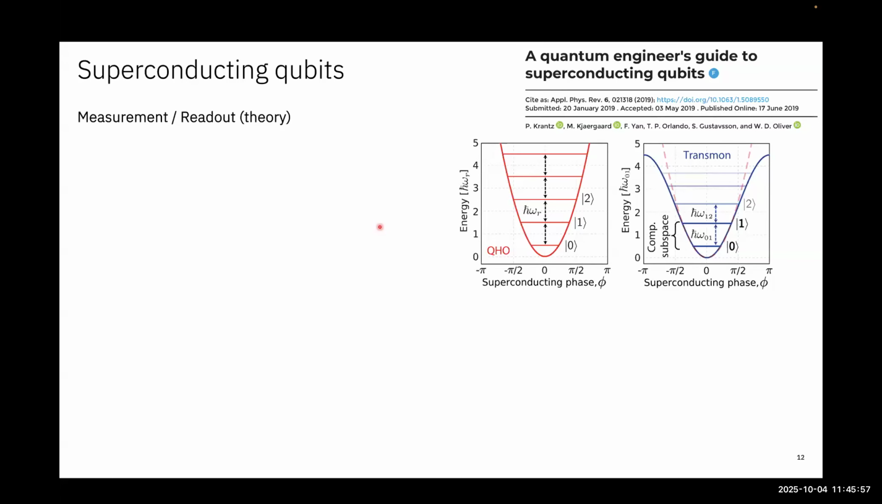So now let's say we have a qubit. How do we read it out? Since we all know when you disturb a quantum system, you lose the information. When you measure it, you lose the information. But we don't want to do that. We want to know what the state of the qubit is without disturbing the state of the qubit.